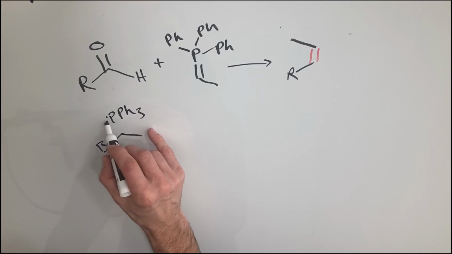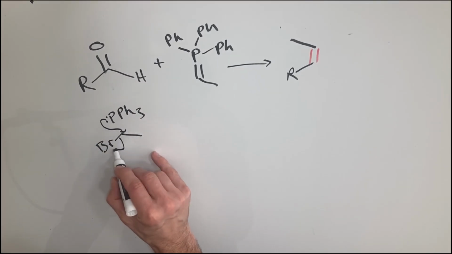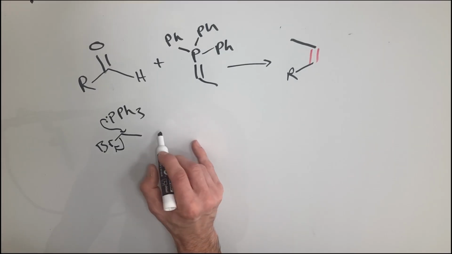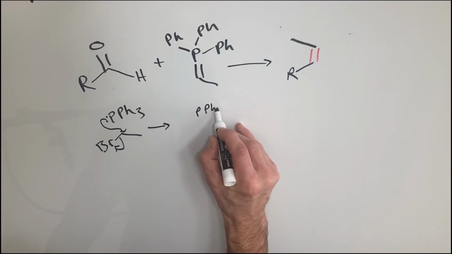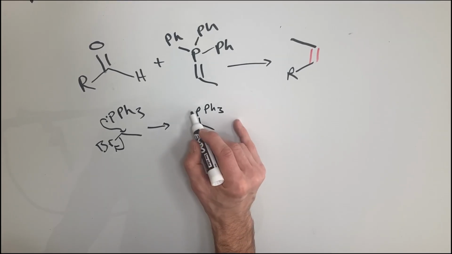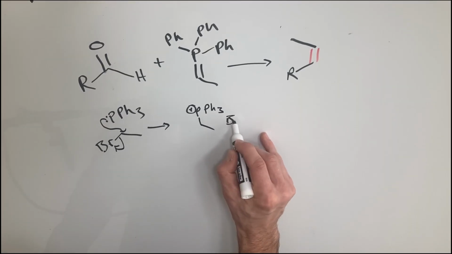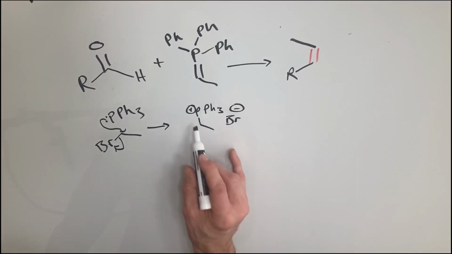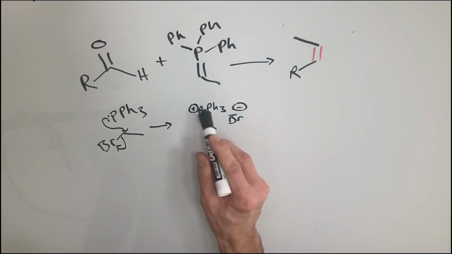So phosphorus has a lone pair. It's going to attack this carbon, which is an electrophile. And then bromine is going to be eliminated. And the product of this reaction looks like this. Now, phosphorus has a positive charge. And then you also have the bromine as the counter ion. So this is a phosphonium bromide salt. And this is a precursor to a ylide.